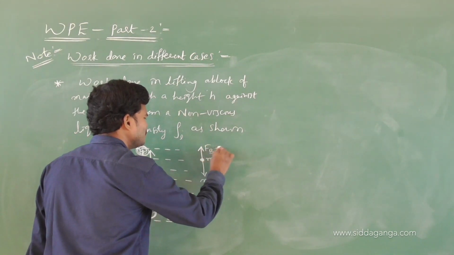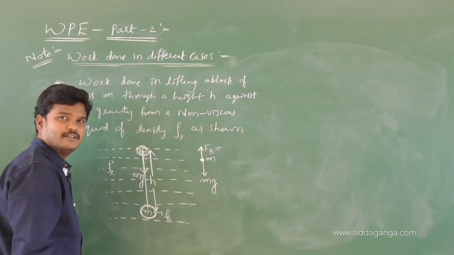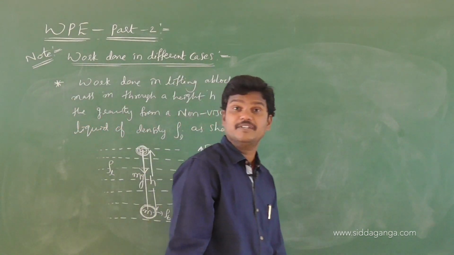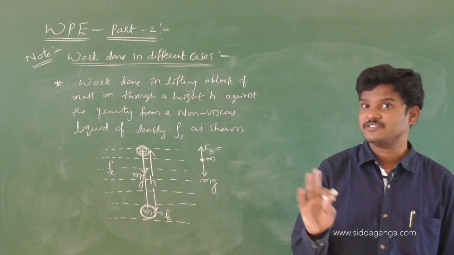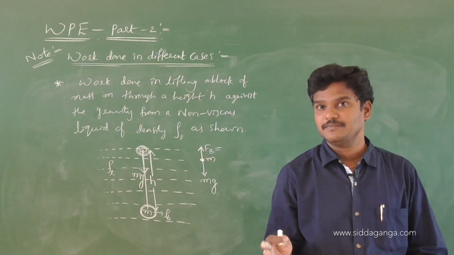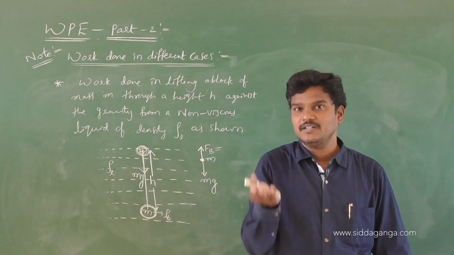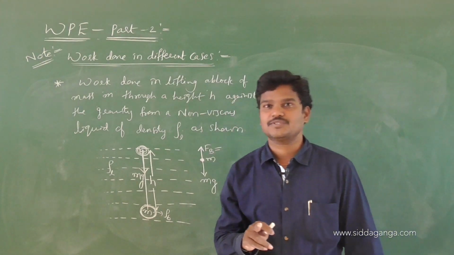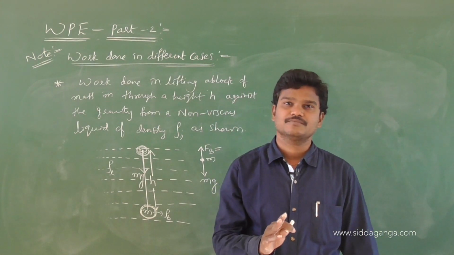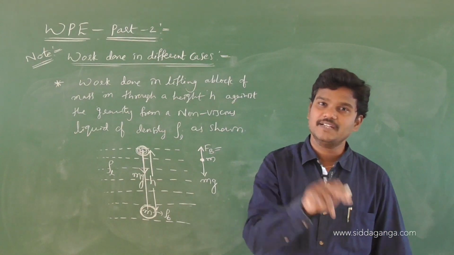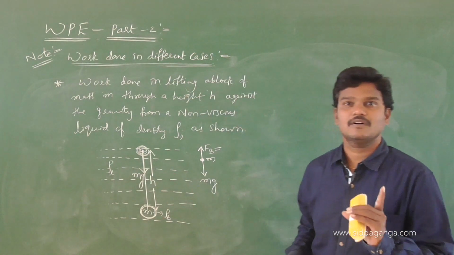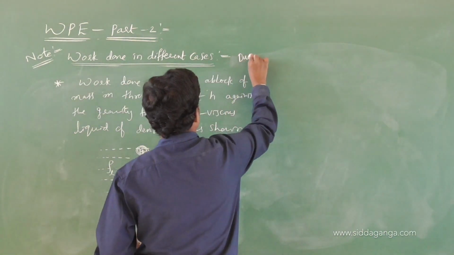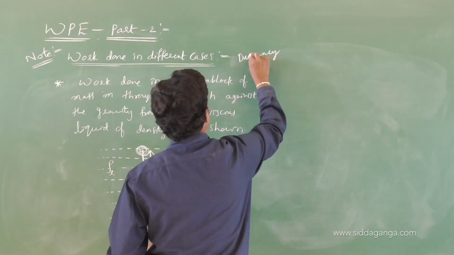That net upward force, call it FB, the force of buoyancy. You know Archimedes' principle and the word force of buoyancy from the lower classes. Some upward force is acting on the body by the liquid. That net upward force acting on the body by the liquid is called the force of buoyancy.